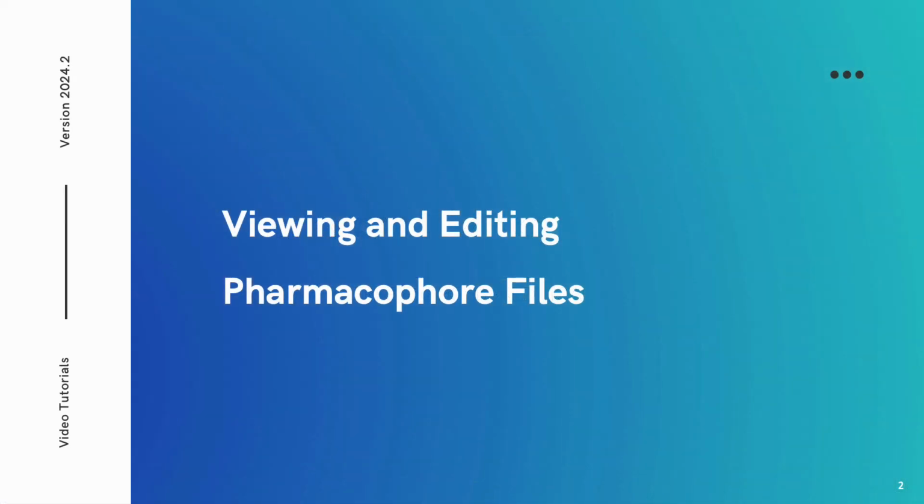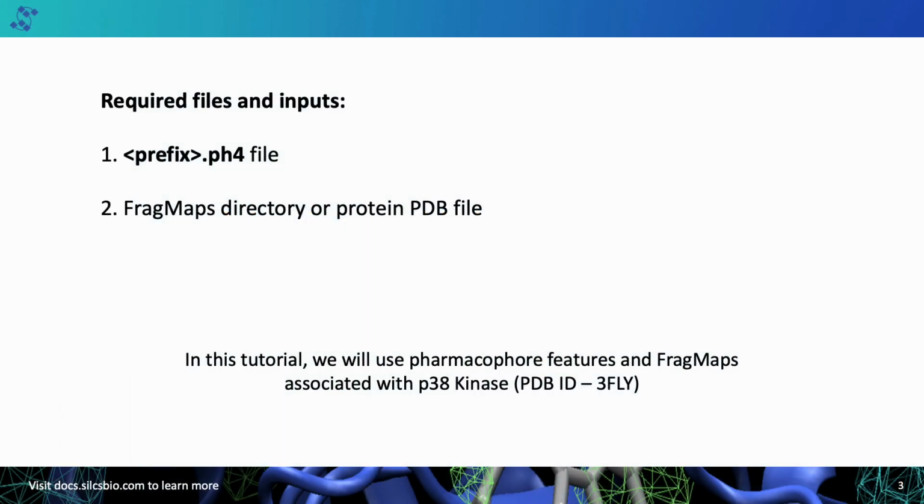In this video, we will go over how to view and edit Pharmacophore files using the graphical user interface. For this tutorial, you will need your molecular Pharmacophore or PH4 model file, and either your protein PDB file or FragMaps directory. For this specific example, we'll be using a PH4 file and FragMaps corresponding to P38 kinase with PDB ID 3FLY.